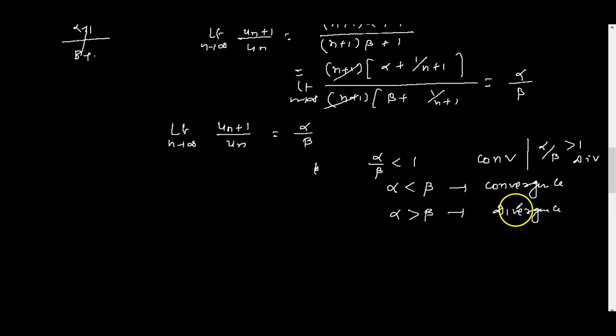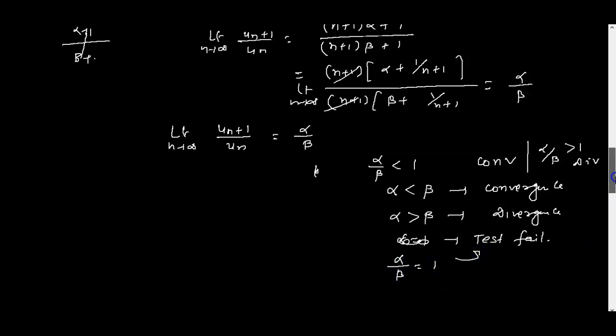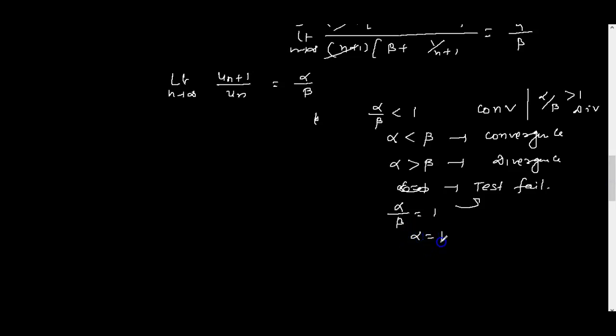1 plus alpha will be the same one. If alpha is equal to 1, then the test fails. Sorry, it is not alpha equal to 1 actually. Alpha by beta is equal to 1, then the test fails. Okay. So if alpha is equal to beta, then the test fails.